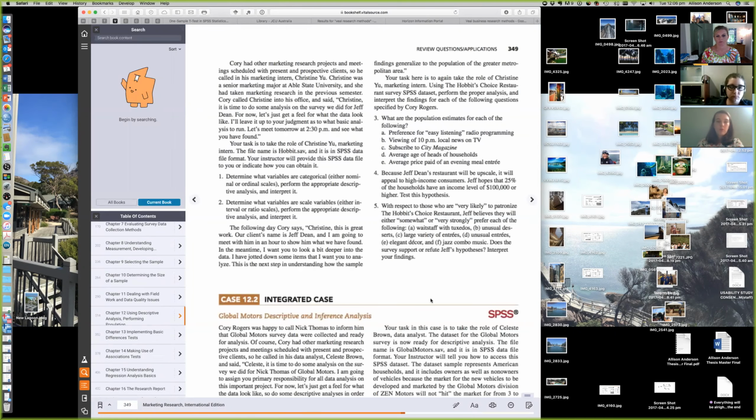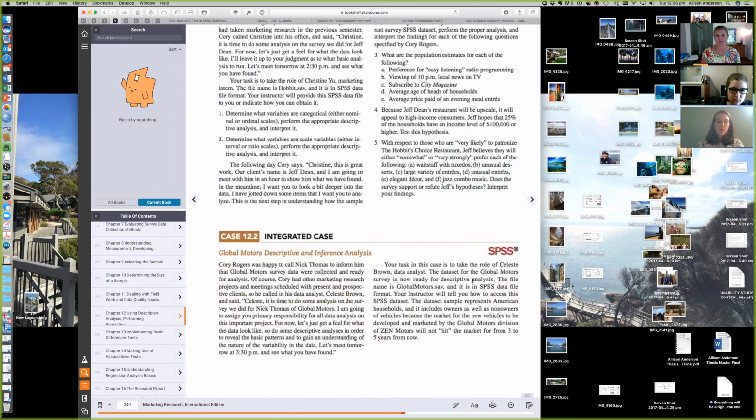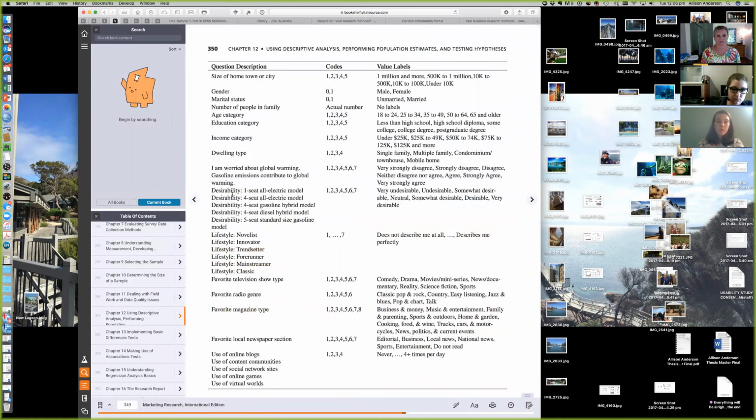Okay, so case 12.2, the integrated case, it gives you the background. That's just the bottom half there. This is really useful because it explains to you how the database is set up, so you can have a look through and you know what questions essentially have been asked and what the options are. As I mentioned last tutorial, code 1 in the SPSS database is equal to under 25k. Code 2 is equal to 25 to 49k.